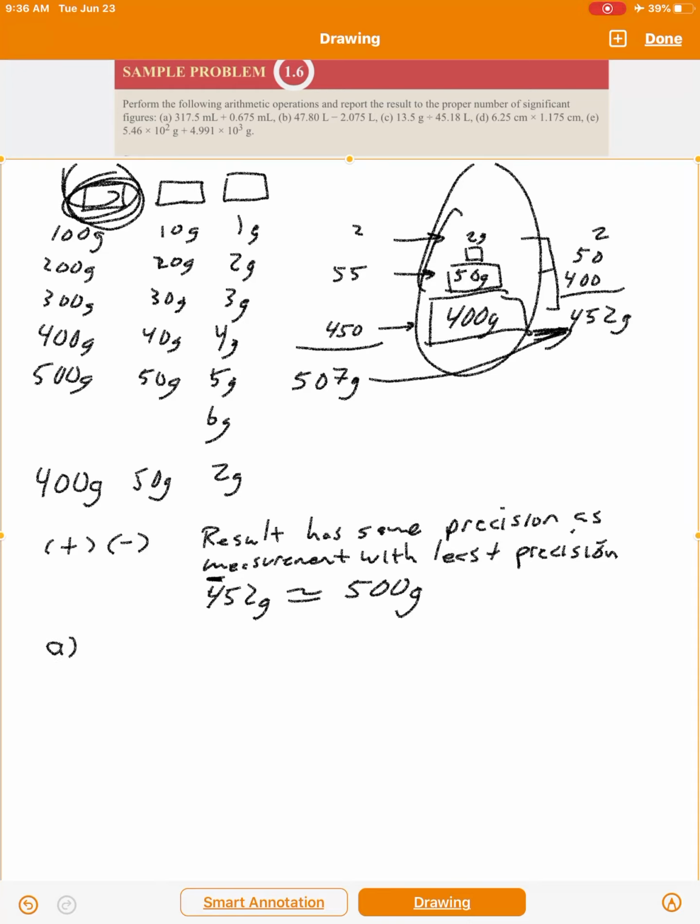So A is 317.5 plus 0.675. Now these are both in milliliters, so I'll put the milliliters over here. Notice how I set this up. For addition and subtraction, if you're going to do these problems, line up the decimal points like they taught you back in, I guess it was the 5th grade for decimal points. It would have been earlier grades without decimal points. Then, step 2, just add them like a mathematician might.